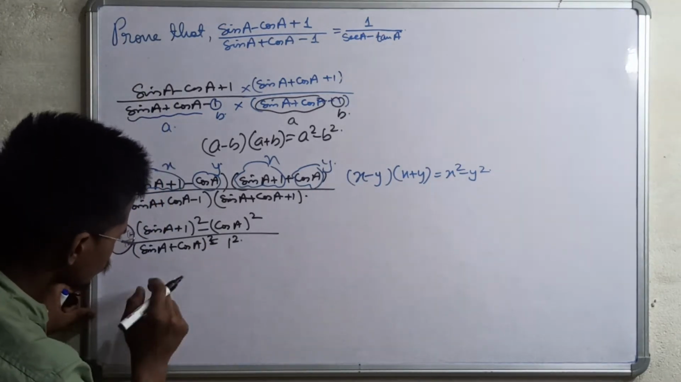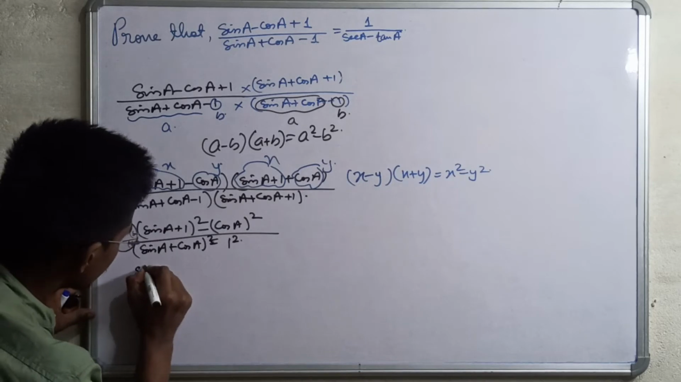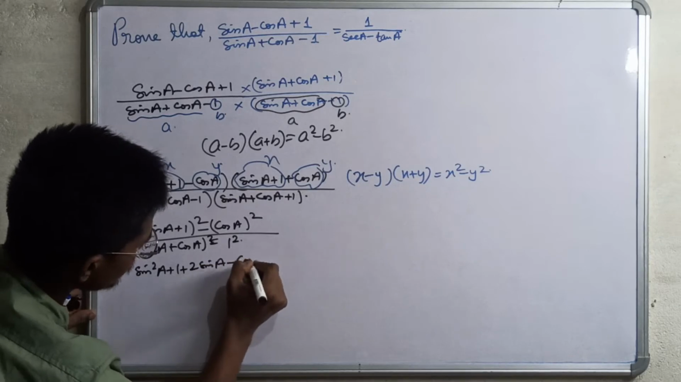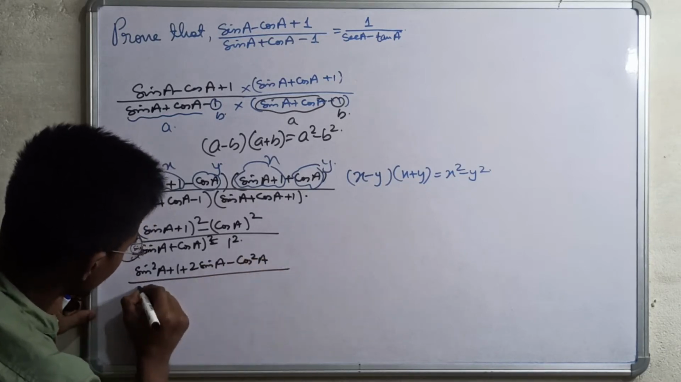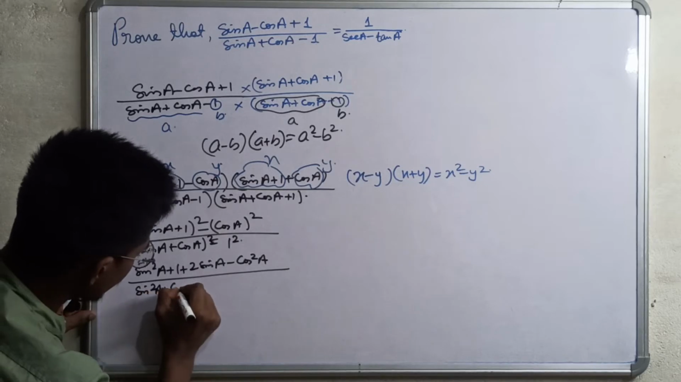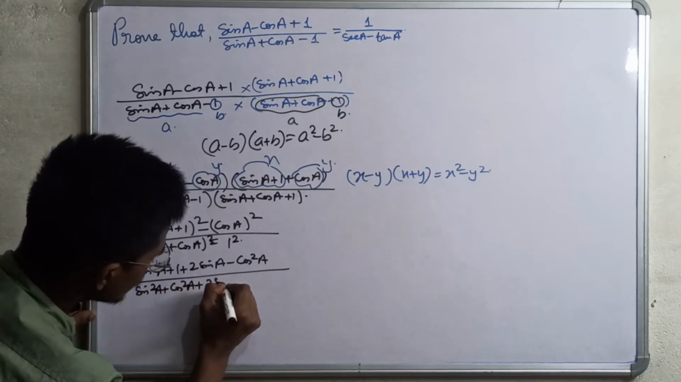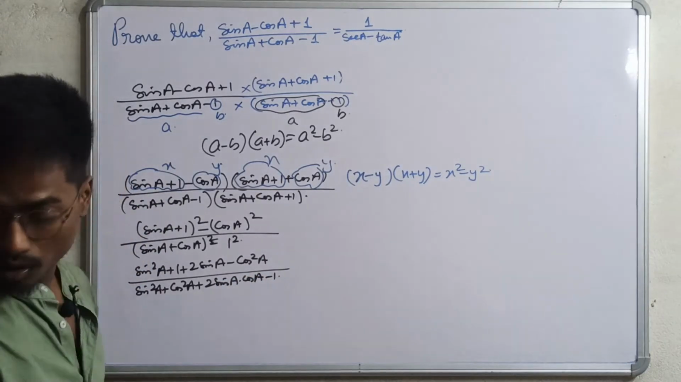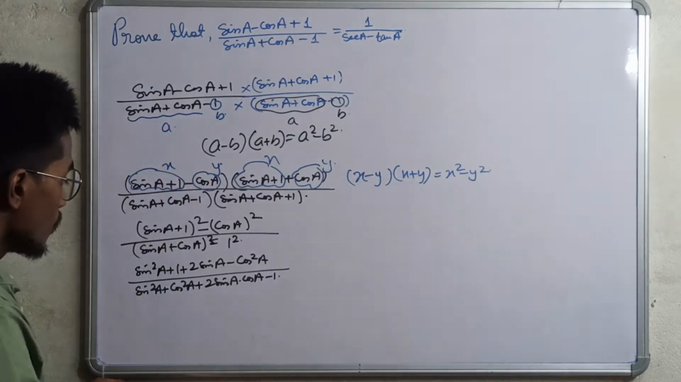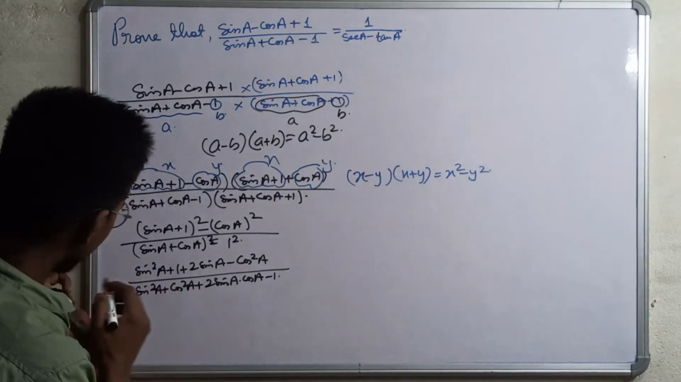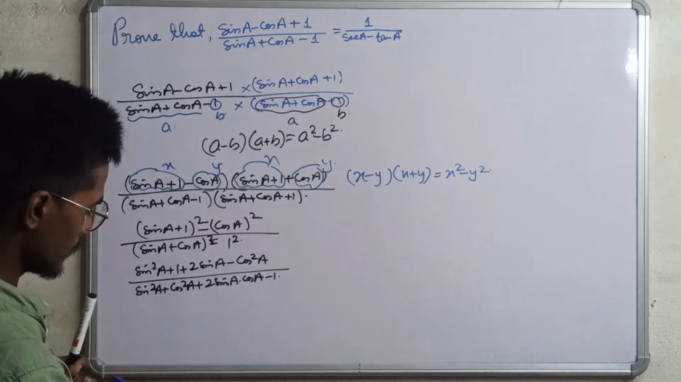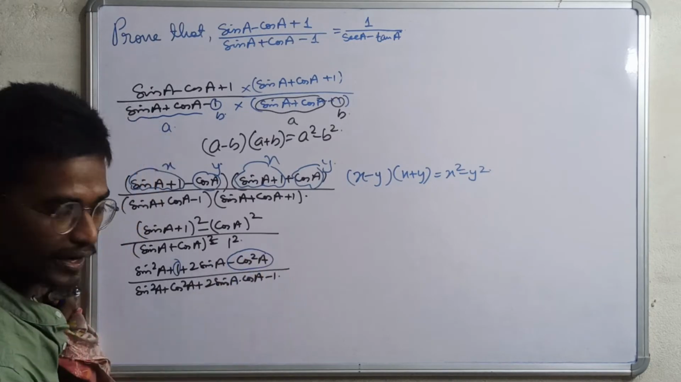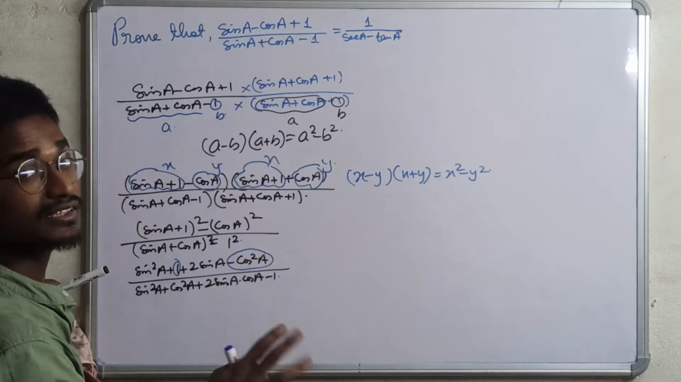Just open the square terms. Sin square a plus 1 plus 2 sin a minus cos square a upon sin square a plus cos square a plus 2 sin a into cos a minus 1. We are having this one. Now what to do, I will tell you. We can combine these two terms over here. You can see that this one and minus of cos square a can be combined because we want to bring the things in similar terms.